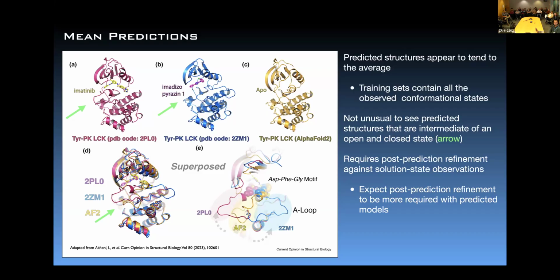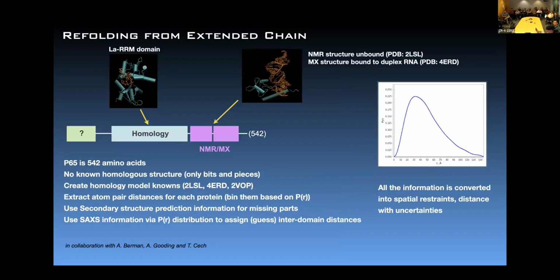So it wouldn't be... the structure you get still needs to be validated. And I think the best way to validate that is through SAXS. And then if it doesn't agree, then your options are to do some kind of MD or refold the structure.